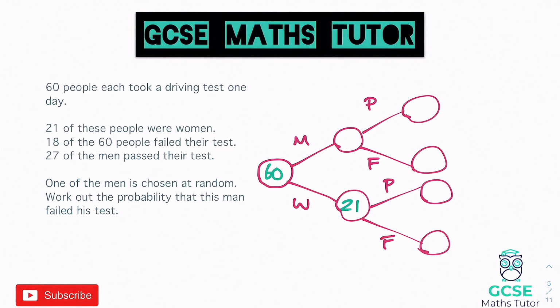18 of the 60 people failed their test. So let's have a look. So we've got these two here in failed, and that has to add up to 18. So 18 of them are going to fail. We don't know whether it's men or women yet, but 18 failed. Then it says 27 of the men passed their test. So up the men, 27 passed. There we go, that's that one.